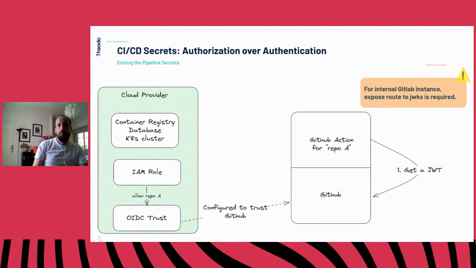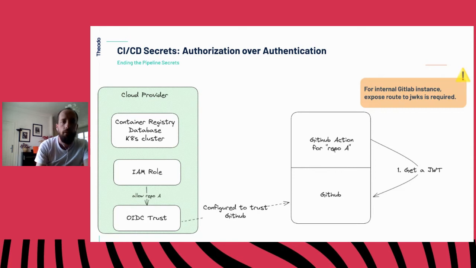Now let's talk about the CI/CD secrets themselves. A lot of major investments have been made in the past few years. It's now possible to allow a repository or a branch to connect to your cloud infrastructure or to your Active Directory infrastructure without having credentials, just relying on authorization. So the first step is to create an OIDC trust. On your infra, you will trust GitHub or GitLab or Bitbucket to connect to your infrastructure.